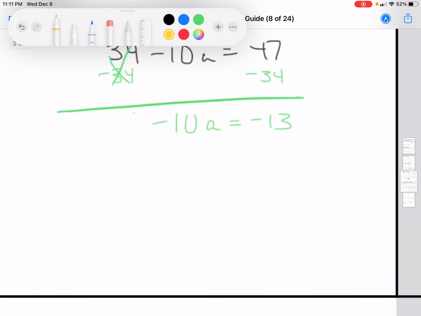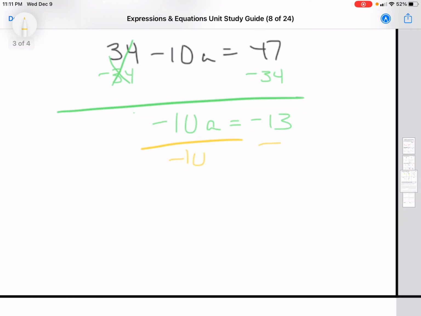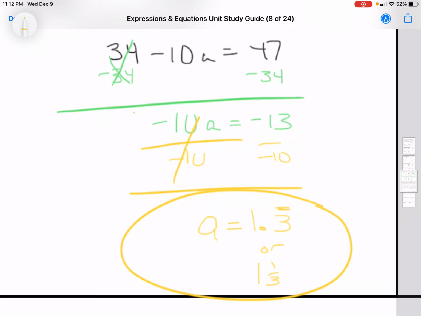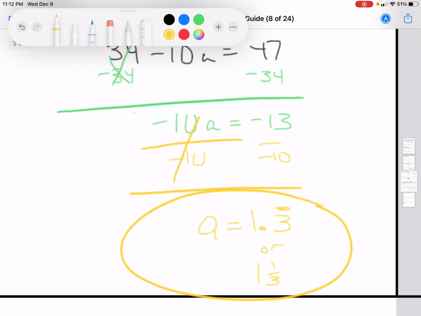Oops. Divide by -10. Those go away. I'm left with a equals 1.3. It's repeating, or 1 1/3, either or. It's actually don't repeat, so it's not actually 1/3.